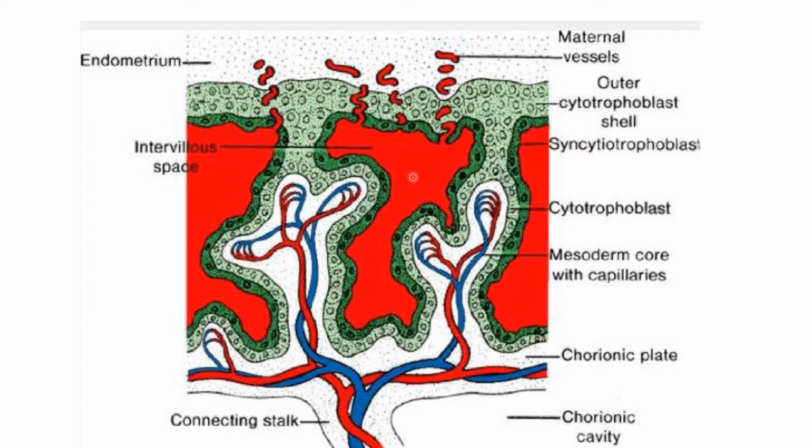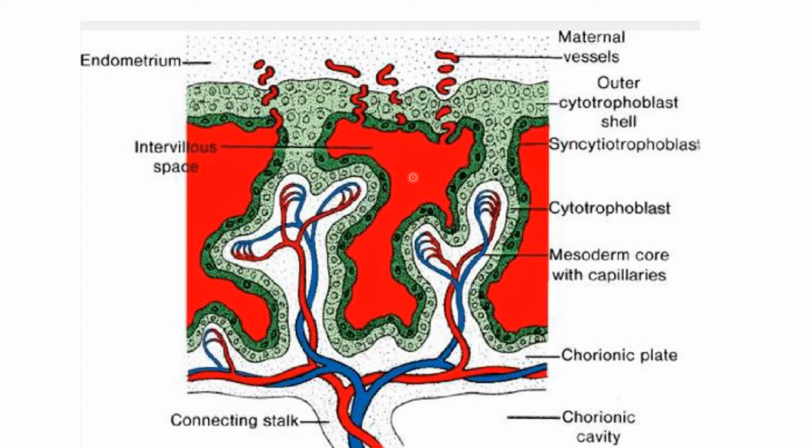Now the microscopic structures: what are the villus and the intervillous space? First, stem villi, or truncus chorii. Each extension is called a stem villus, which then ramifies into a number of chorionic villi.